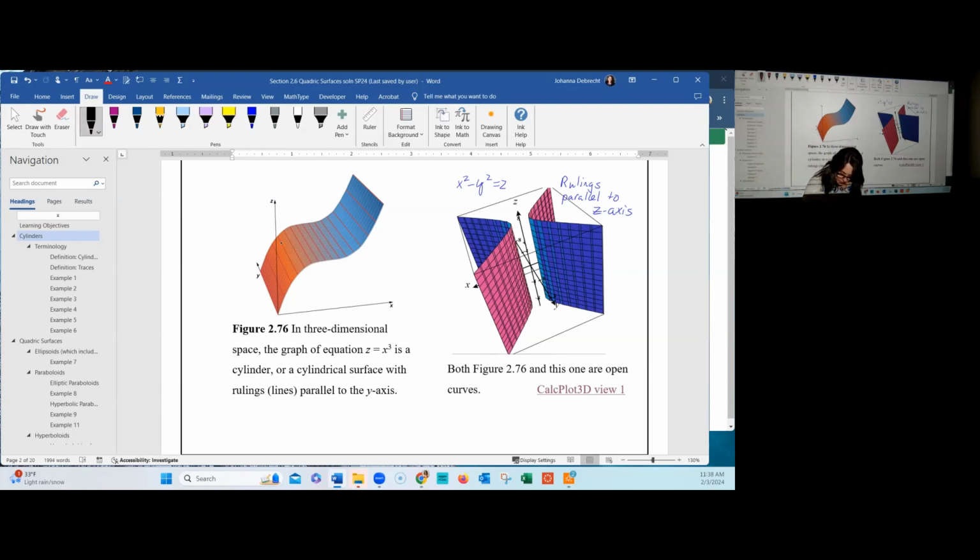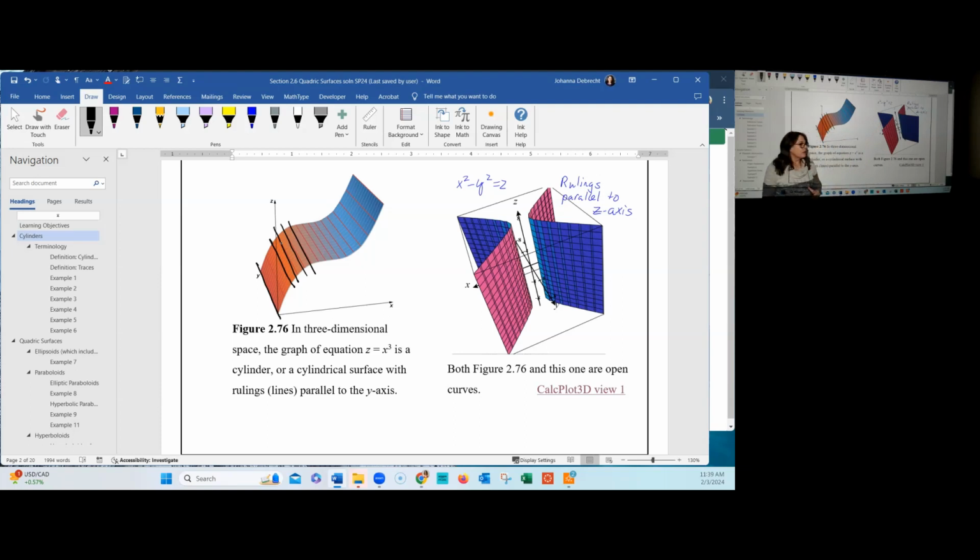So let me go ahead and highlight some of these rulings that we have right here. And notice they're all parallel to the y-axis. So we've taken a two-dimensional shape, a cubic, and we've drawn it along a line, and it's creating a three-dimensional surface. Now, this is fundamentally different from the right circular cylinder in that this is not a closed shape, right? It doesn't enclose an area completely. It's open.